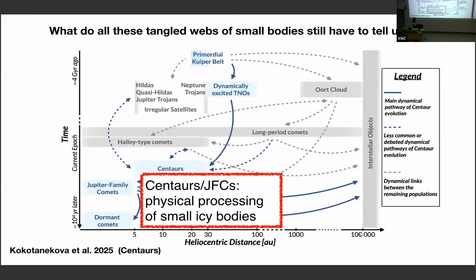And then the innermost bodies are telling us about the physical processing. And of course, we get the most detailed chemical observations from these inner solar system bodies, but they also require the most complicated interpretation because they're not really pristine anymore.